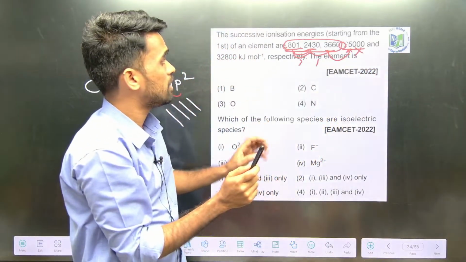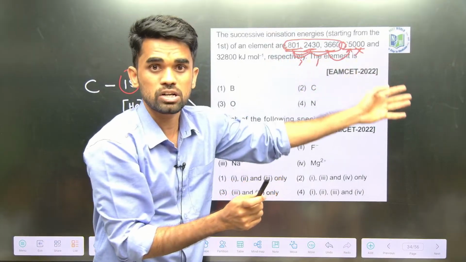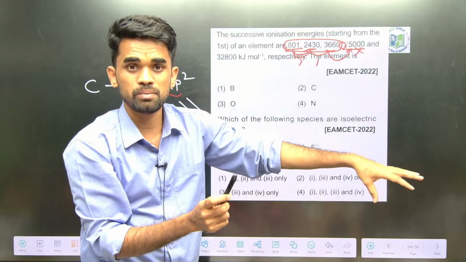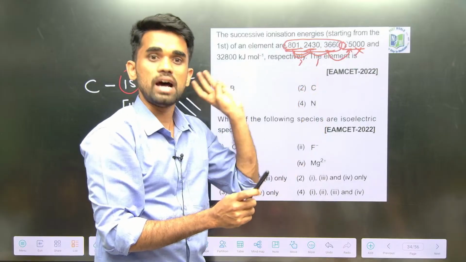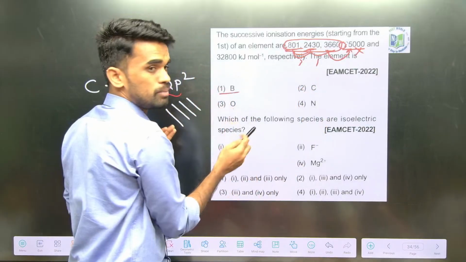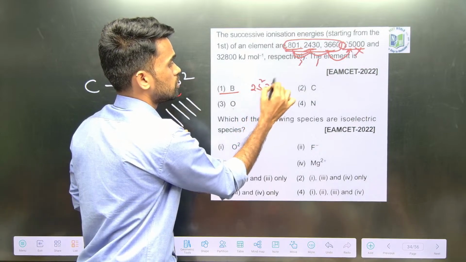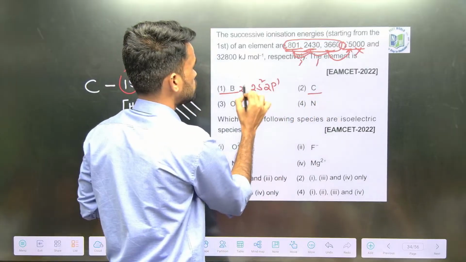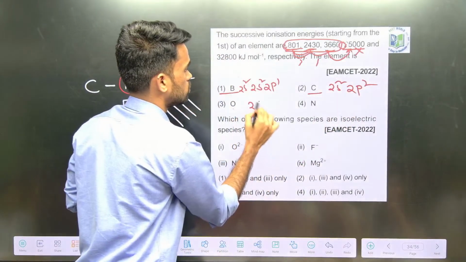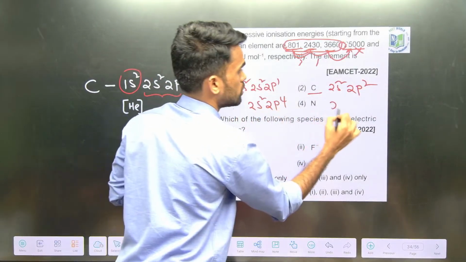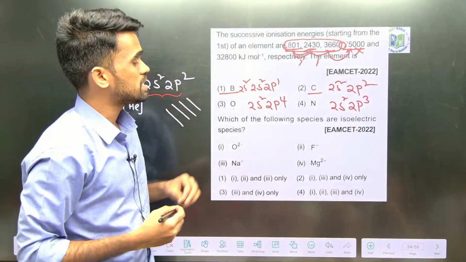So which element will have 3 loosely bonded electrons and the next electron strongly held, inside? It means the element that has 3 valence electrons will be your answer. Now tell me the boron electronic configuration. 1s2, 2s2, 2p1. For this one, 2s2, 2p2. This one, 2s2, 2p3. So now tell me which is highly difficult?